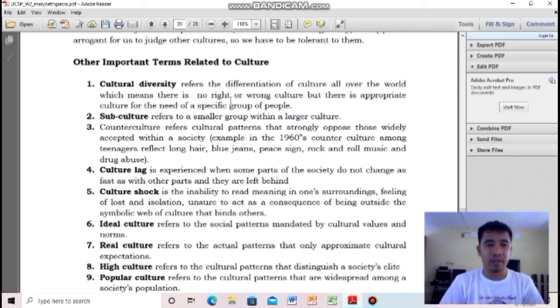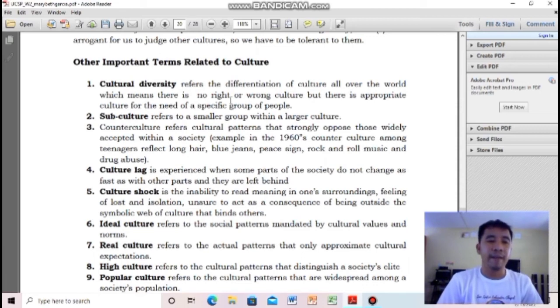6. Ideal culture refers to the social patterns mandated by cultural values and norms. Kung amar sa ang pinaka mga ideal gani kumbaga ang perfect nga gina-mandate by cultural values and norms. Okay. Real culture amo na sa ang actual patterns nga ginaobragid naton or being practiced. Ang ideal amo na ang gina-prescribe. Ang real amo na ang gina-actually being practiced.